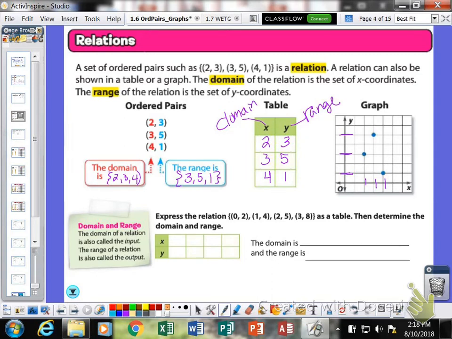So express the relation as a table, then determine the domain and range. So 0, 2. So that's my x. There's my y. x, y, x, y. What's my domain? Make a squiggly as best you can. It doesn't have to be perfect, but it should be a squiggly, not parentheses. And then domain would be your x's, so all the values, 0, 1, 2, 3. And then close the squiggly. And then your range would be a squiggly, and then 2, 4, 5, and 8. Close the squiggly. So that's domain and range. x value, y value.